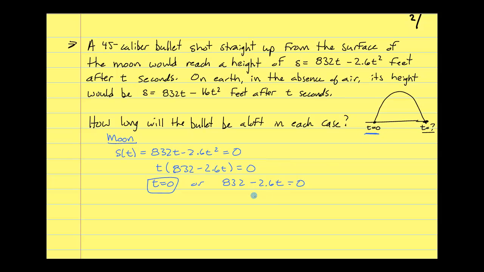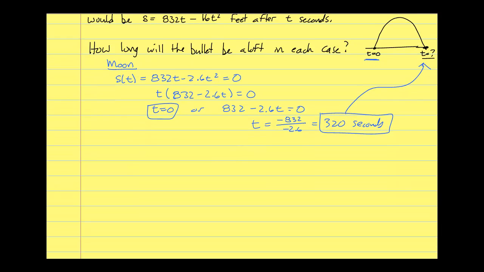Solving for t here, I subtract the 832 across to get negative 832, divide by negative 2.6, and here I get t equals 320 seconds. And that's this value up here, 320 seconds. So on the moon, the bullet would be aloft for 320 seconds if it followed this particular trajectory. Now let's go ahead and see what it's doing on the Earth.